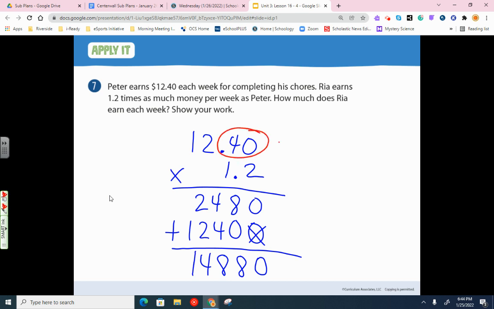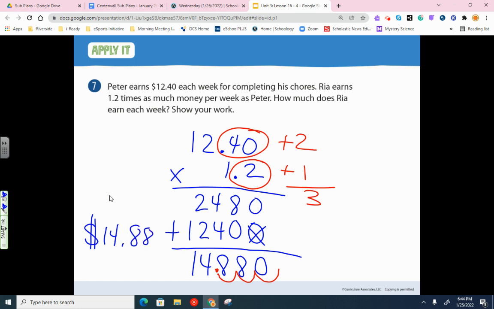We have 2 place values here. We have 1 place value here. So we're going to have a total of 3 skip overs, jumps. Go 1, 2, 3. And the answer is $14.88. Okay. So that's it for our review for this lesson.